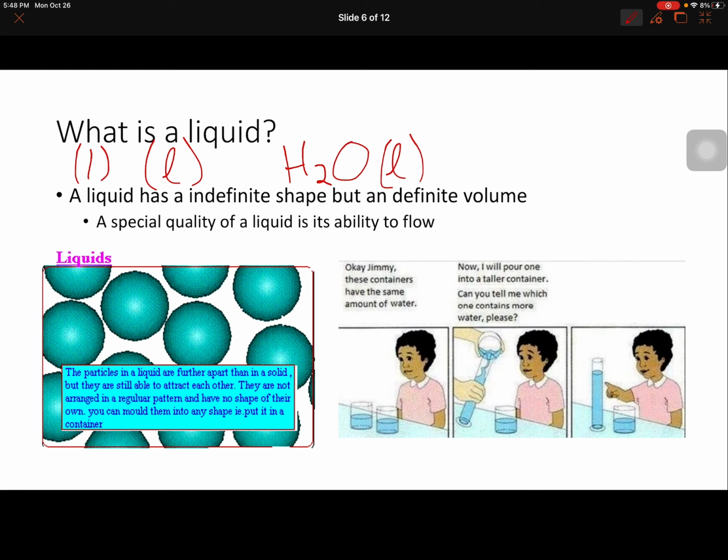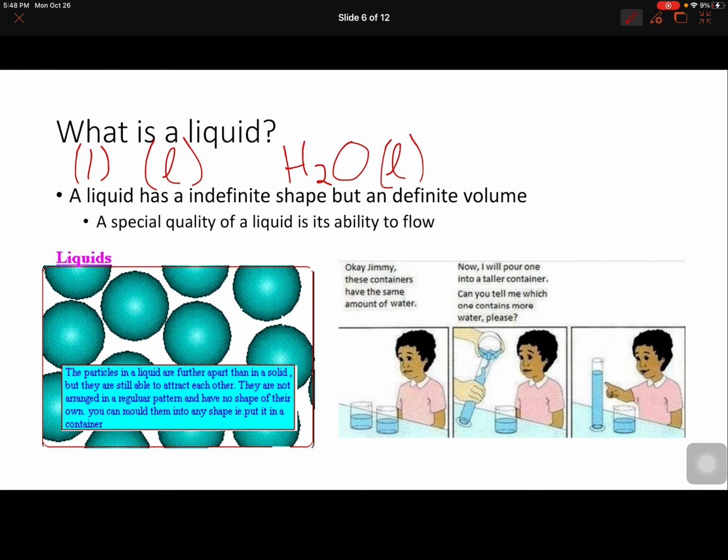So for example, if you take a look at this image I found in my education textbook, you see this little girl sees Jimmy, the little boy, with two containers with the same amount of liquid, the same volume. But the moment that liquid is poured into a taller glass, it conforms to its shape. So again, it's still the same amount of liquid, but it is a different shape. So indefinite shape, a definite volume.